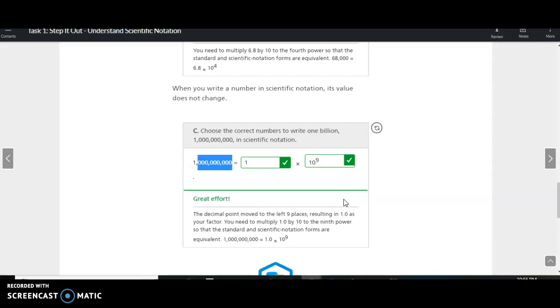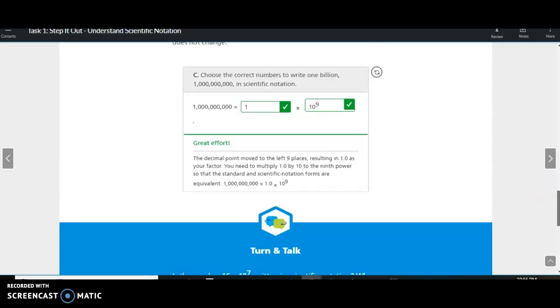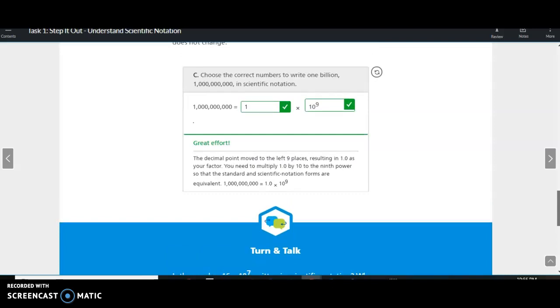And that's something that you can kind of memorize: anything to the billionth power is going to have 9 zeros behind the decimal. Anything to the millionth power is going to have 6 zeros behind the decimal. Anything to the thousandth place will have 3 zeros behind the decimal. So these exponents 3, 6, 9 are something that you're going to get familiar with. And this is important to know when you are writing a large number in scientific notation form.